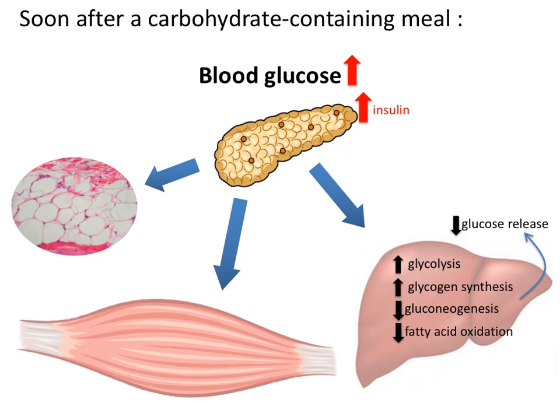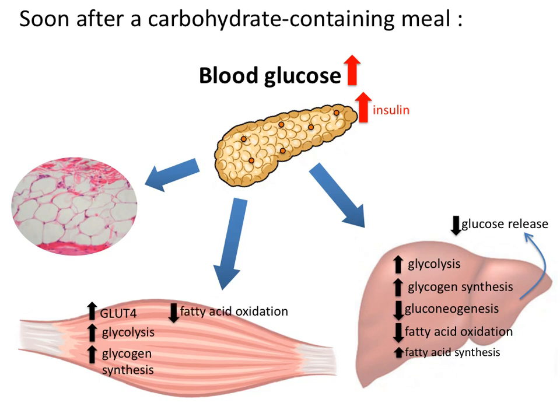Fatty acid oxidation is inhibited by the glucose availability and the high levels of insulin signaling. Fatty acid synthesis can also be activated in the liver under these conditions. In skeletal and cardiac muscle, insulin signaling causes the GLUT4 glucose transporter to move to the plasma membrane, allowing lots of glucose to enter the cells. That glucose is used both in glycolysis and glycogen synthesis.